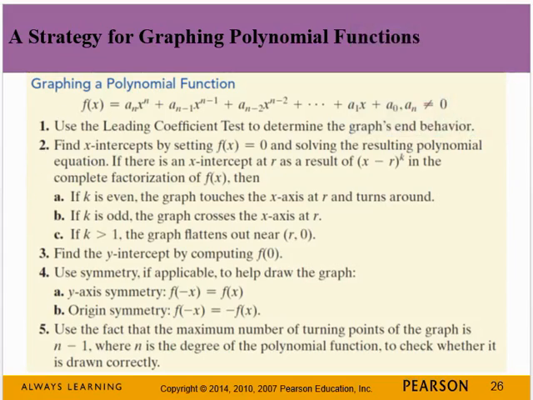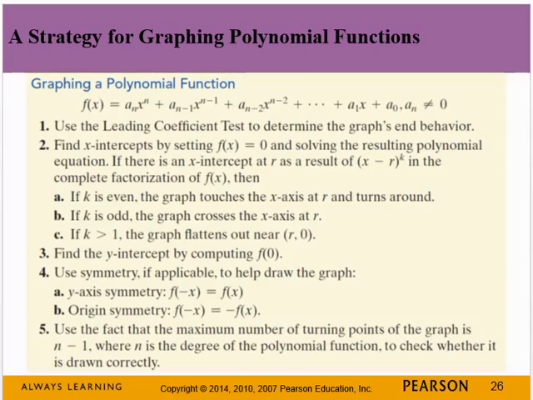So, there are many steps in order to graph a polynomial function. We're going to go through them. I'm going to read through all of them and then we'll do an example. So step 1, use the leading coefficient test to determine the graph's end behavior. Step 2, find x-intercepts by setting f of x equal to 0 and solve the resulting polynomial equation.